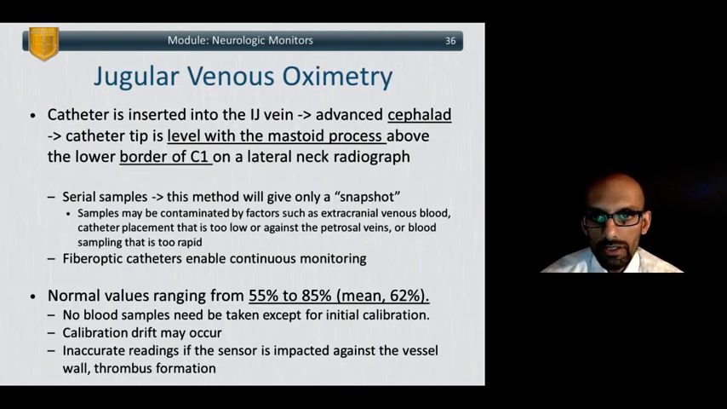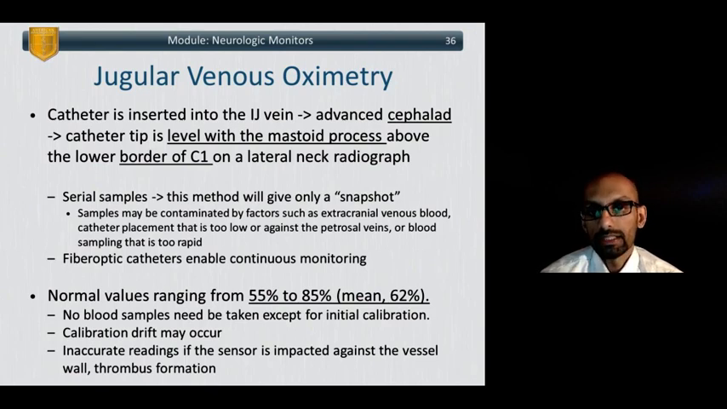I briefly mentioned jugular venous oximetry and jugular venous oxygen saturation. You basically have a central line, a catheter inserted into the internal jugular vein and advanced cephalad instead of caudad. The catheter tip is at the level of the mastoid process, above the lower border of C1 on a lateral neck radiograph, and you take serial samples from this line. This only gives you a snapshot in time, so you don't really do it continuously, unless you have a fiber optic catheter, which can afford you basically a continuous measurement of oxygen saturation from the brain, essentially.